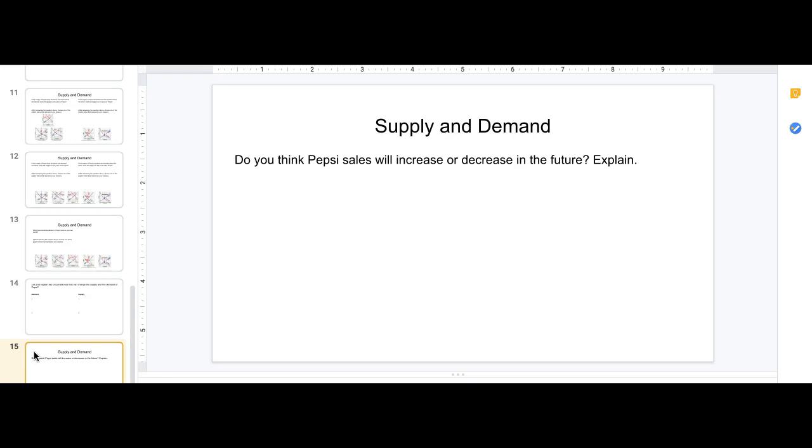With all that in mind, that brings us to the end of the explanation of the supply and demand assignment.